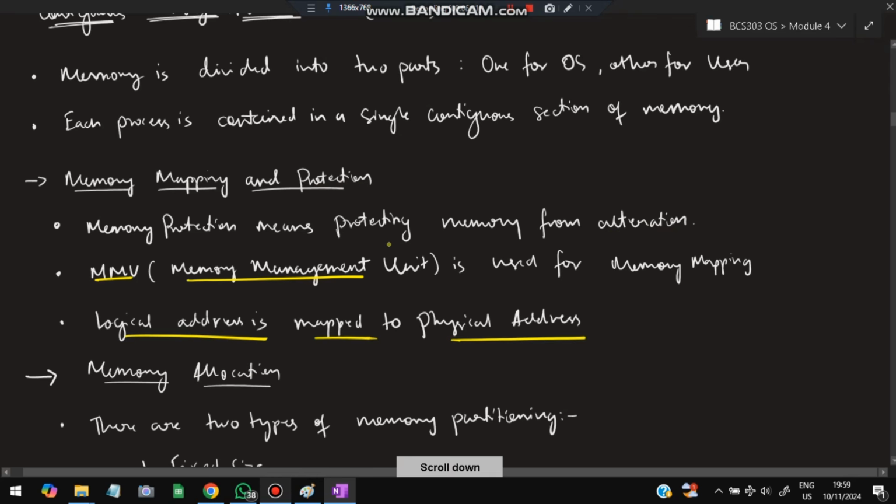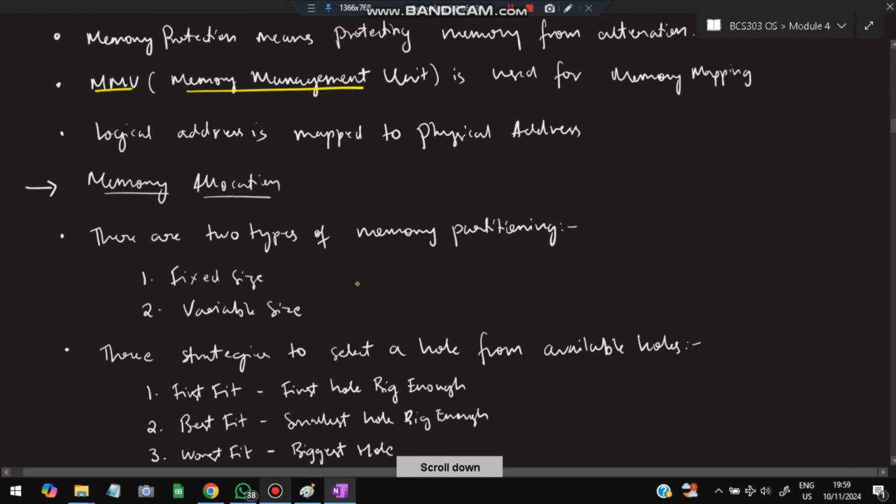And for memory allocation, there are two types: fixed size and variable size. Fixed size means the whole memory is divided into fixed size blocks, and those blocks will be used as the places to put the processes. Variable size means it is not fixed; it can be divided as much as is required based on the process requirement. Suppose that in variable size we have different kinds of data present here, so different sizes of empty spaces will be there.